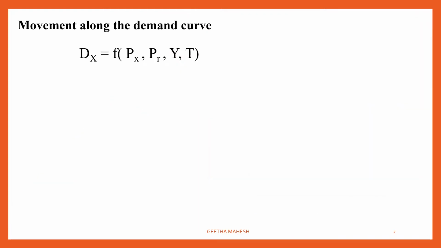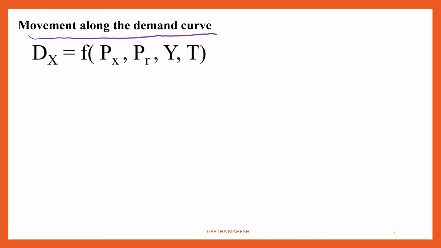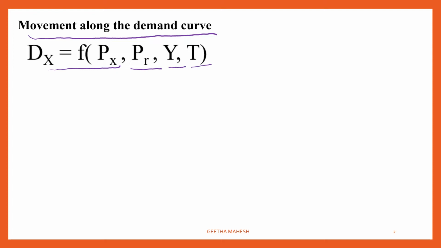Dear students, let us discuss an interesting and important concept, the movement along the demand curve. As we all know, demand for X good is a function of price of X good, price of related good, income of the consumer and taste and preference of the consumer. Keeping all other things remaining constant, that is price of related good, income and taste and preference of the consumer, any change in the price leads to change in quantity demanded. This we call the demand function.